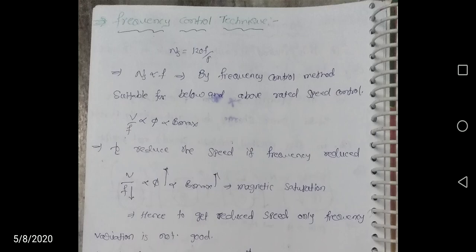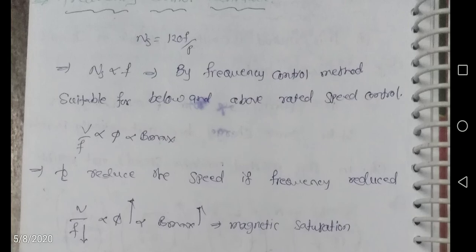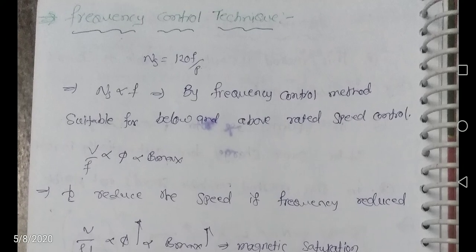Ns equal to 120 F by P. When the frequency changes, then Ns values also change. When Ns values change, then Nr values change. The frequency control method is suitable for below and above rated speed applications.